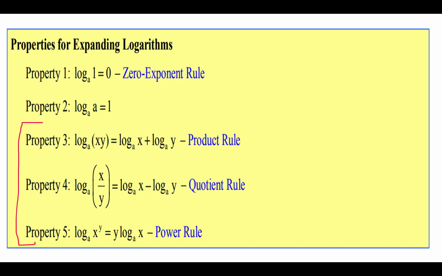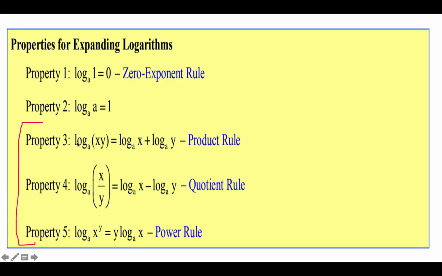And lastly, property 5 tells us it's our power rule. Wherever there's an exponent, what are you going to do with it? You're going to bring it down into the front of log. So here we have log base a of x to the y power. To expand it, we use the power rule, and we have y times log base a of x. All we did was take this exponent, whatever's up here, and bring it down into the front.